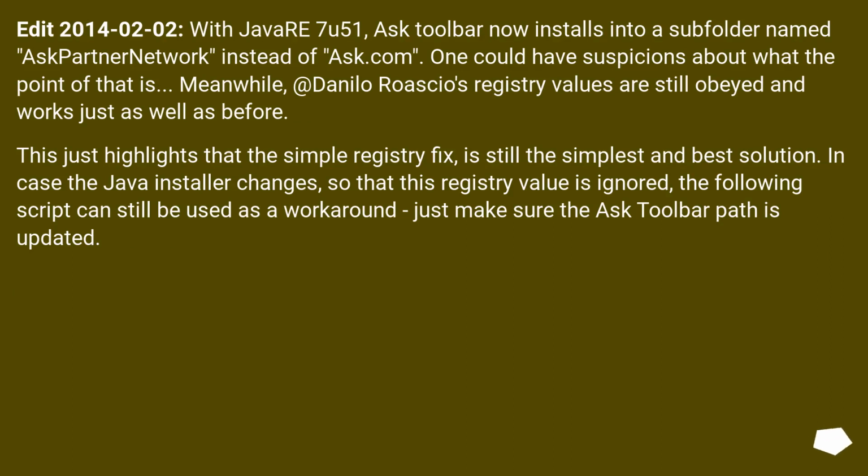Edit February 2, 2014, with Java 7U51. The Ask toolbar now installs into a subfolder named Partner Network instead of ask.com. One could have suspicions about what the point of that is. Meanwhile, Danilo Roascio's registry values are still obeyed and work just as well as before. This just highlights that the simple registry fix is still the simplest and best solution. In case the Java installer changes, so that this registry value is ignored, the following script can still be used as a workaround. Just make sure the Ask Toolbar path is updated.